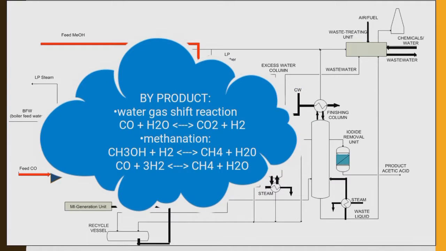The gaseous byproduct formation reactions such as water gas shift and methane formation also occur in the carbonylation reactor, but losses of carbon monoxide and methanol by these reactions amount to less than 1% of the total feed. These are the reactions above.